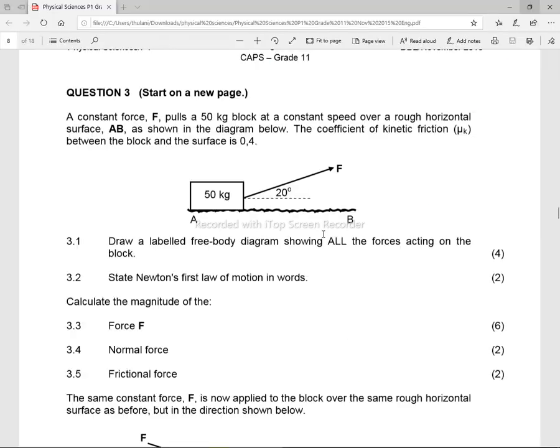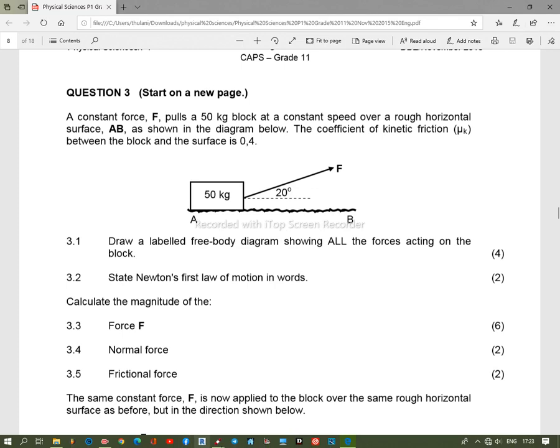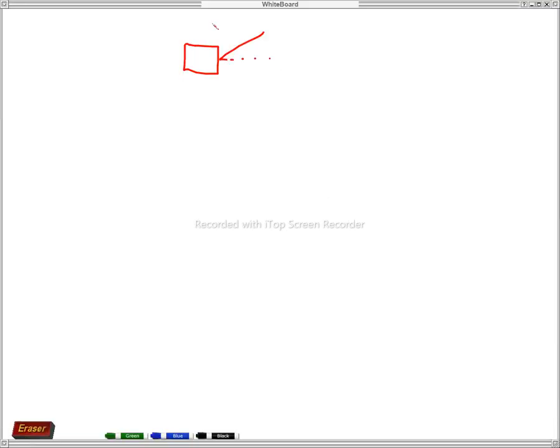Okay, let me just check again. It's 20 degrees, 50 kg. The block is 50 kg at 20 degrees, and the force there is F, and here is A, and this is B. This is the horizontal, I mean, the rough surface, you know. Yeah, it's also horizontal.